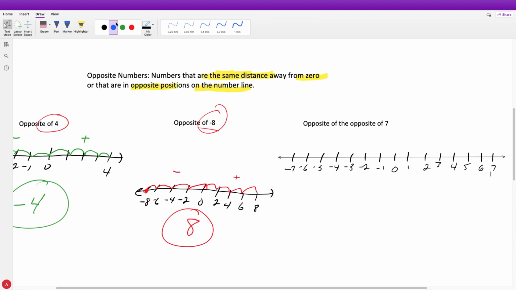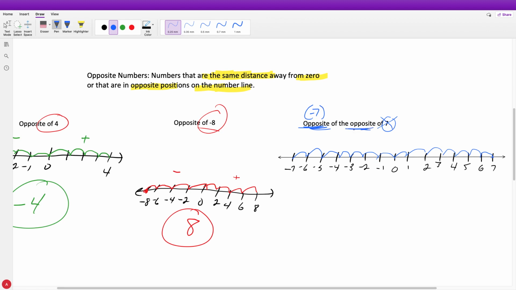All right, now this one's a little bit different because we're seeing the opposite of the opposite of 7. So we're starting with the number 7 because that's the number that they give us. So I'm starting here. We had to do the opposite twice. So I'm going to go 1, 2, 3, 4, 5, 6, 7. So I'm 7 units away. So the first opposite here is going to be 7 units away in the other direction. So this is now going to give me an answer of -7.